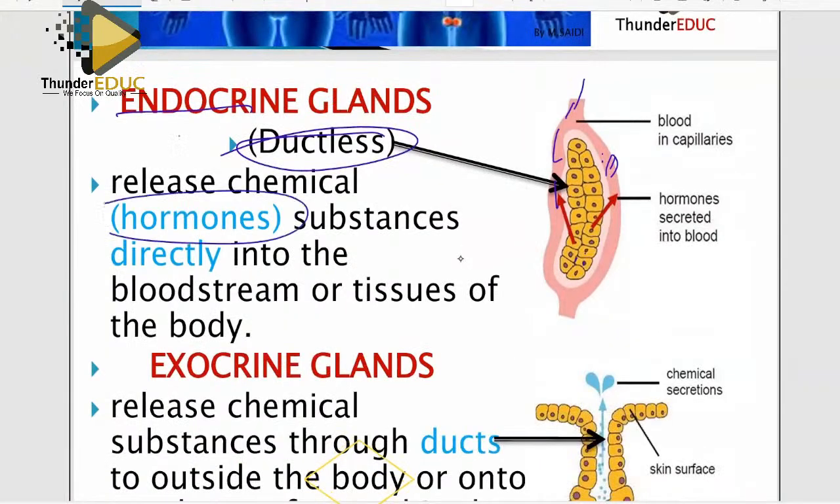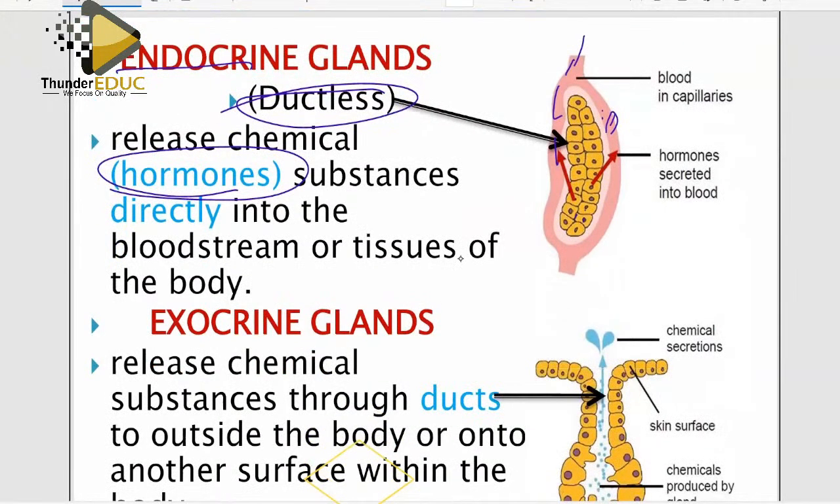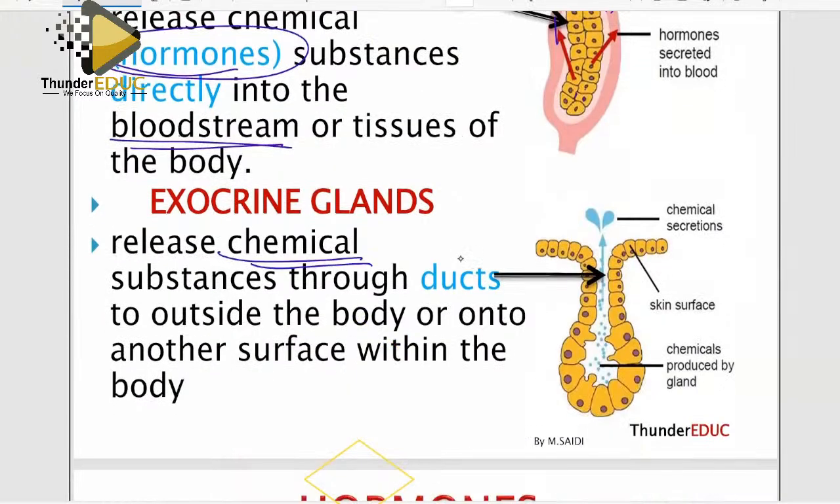So basically those glands are dealing with hormones. They release the things directly into the bloodstream. We have the exocrine glands. They release these chemical substances through ducts to outside the body, for example the sweat. Sweat is released out. Where does it come from? You don't know, but we will see the structure of the skin and where the sweat is coming from. Or into another surface within the body, meaning that they use this duct to reach where they want to.